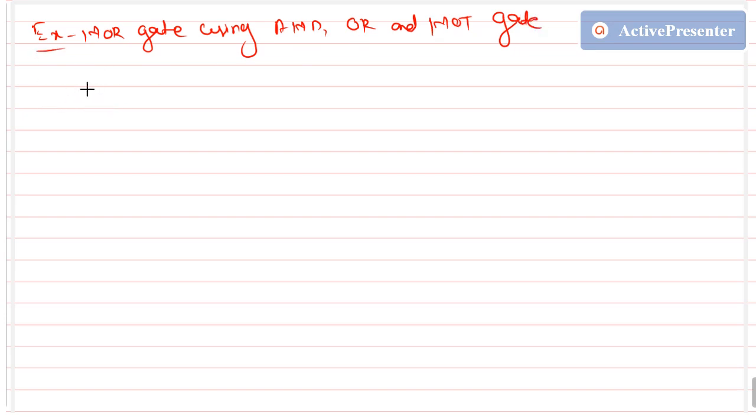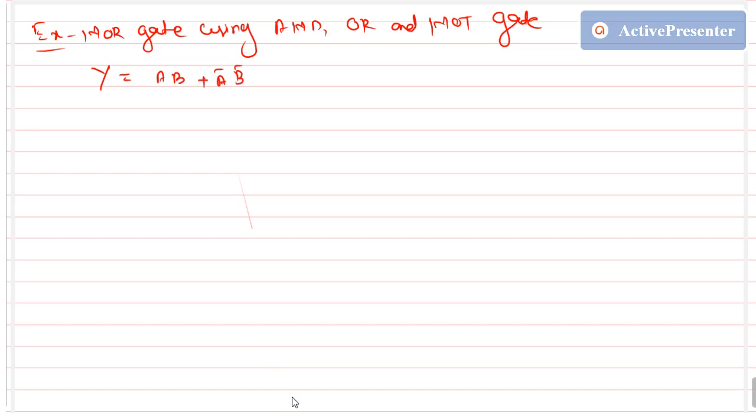So how to do that? Let us first write the expression. What is the expression for XNOR gate? Y equals to AB plus A bar B bar. Now how to implement this expression? To implement this expression, first we need two terms. One is AB, then another one is A bar B bar, and then we can add them to get our XNOR gate.